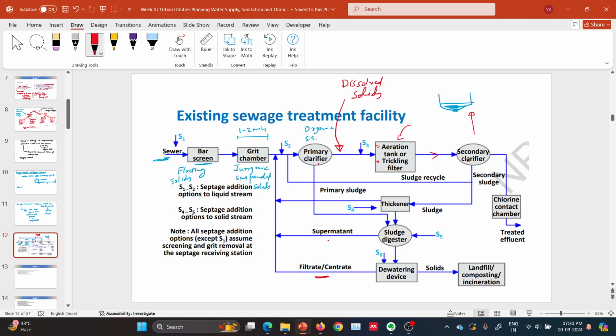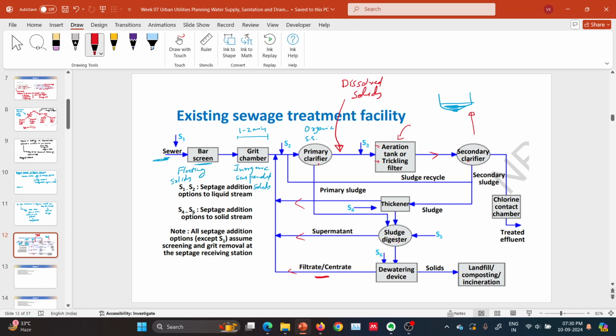Remember one thing: the recycling here is only for the treatment. After thickening also, the liquid which is generated will contain organics. That's why it is recycled back, so that it can be treated further. This is the only purpose here. But if we see in detail, in the aeration tank and in the trickling filter, the purpose of recycling is different.